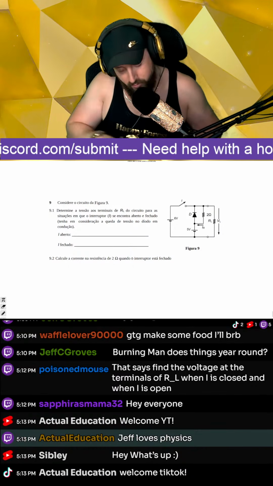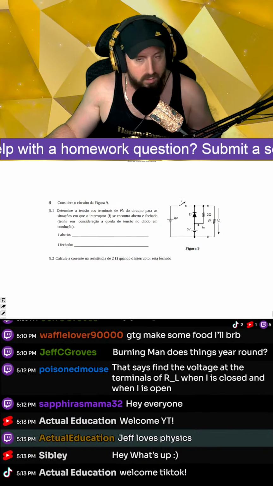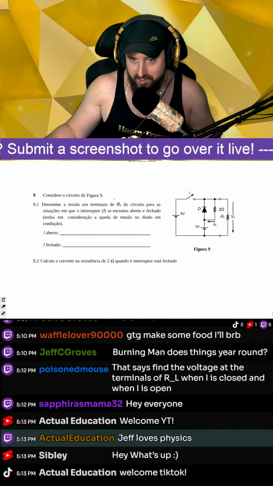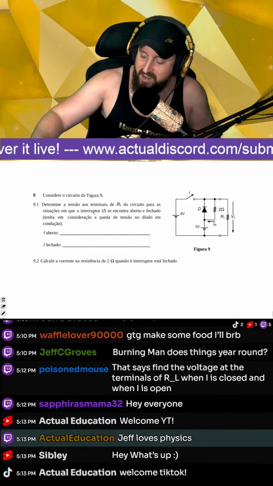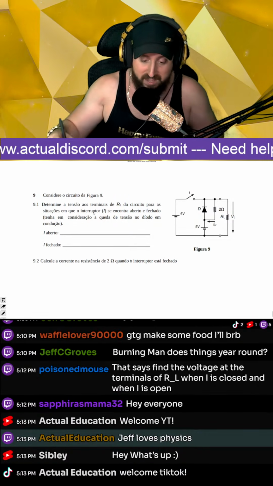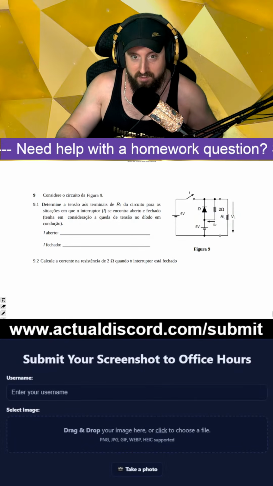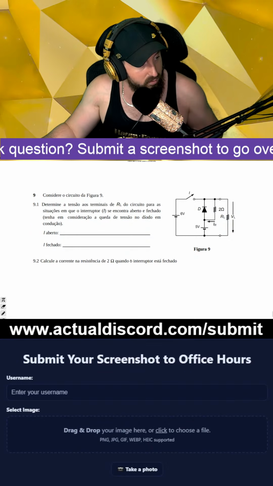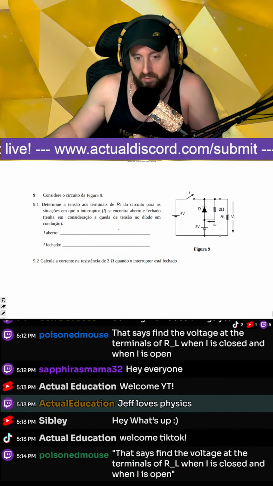All right, so the first question comes from Poison Mouse, and this looks like a circuits question. "Determine a tensão aos terminais de RL do circuito para as situações." I think I can kind of read this because I speak Spanish and Italian, and Portuguese is a blend of the two. Determine tensão sounds like tension. Is that like potential?